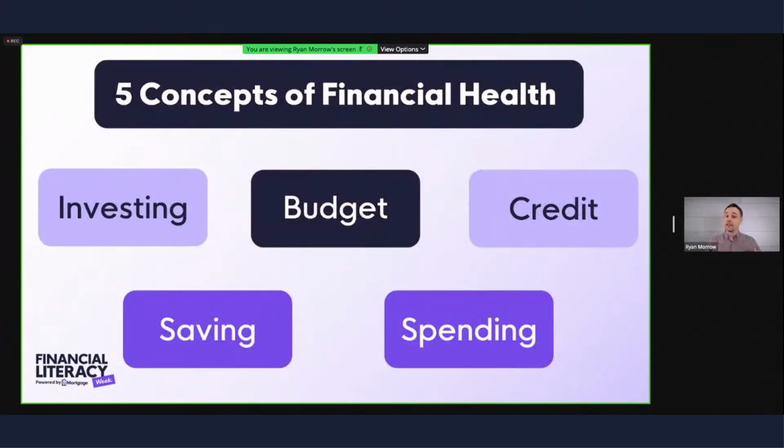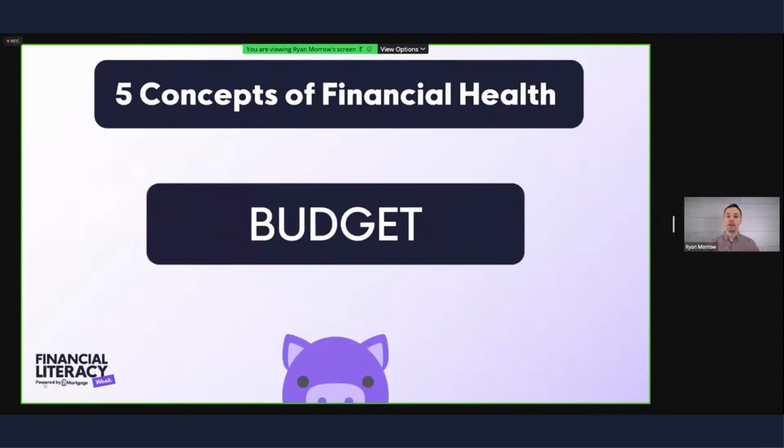All right, so when discussing financial health, these are going to be our 5 major concepts to consider. More importantly, we must consider the relationship between each concept. The 5 key concepts to remember are going to be budgeting, saving, spending, investments, and credit. All of these concepts are related in one way or another, and we'll explain how here. So let's start with our first, budget.